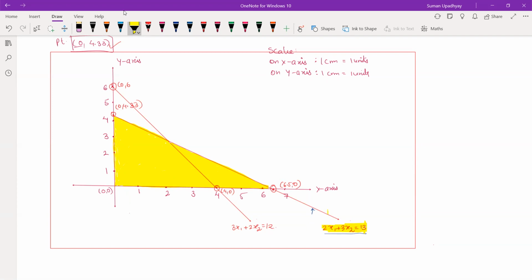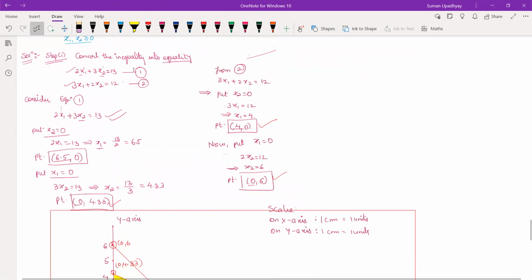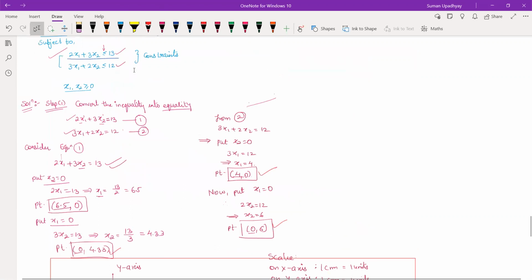So हमारा जो constraint था, that was less than equals to 13 वाला region, ठीक है? So that is why ये जो line है that is equals to 13 वाला line है, तो less than वाला क्या रहेगा towards the origin. Now we'll draw the second line का region. Second line में भी क्या है? 3x1 plus 2x2 less than equals to 12.